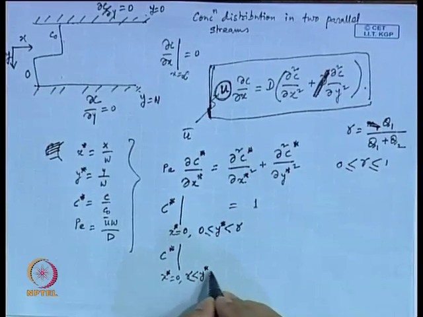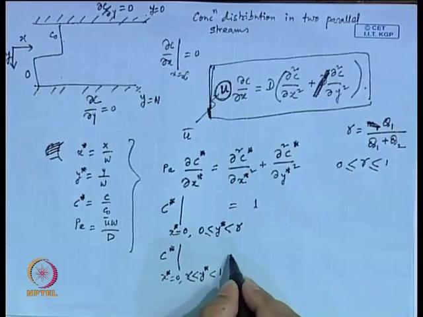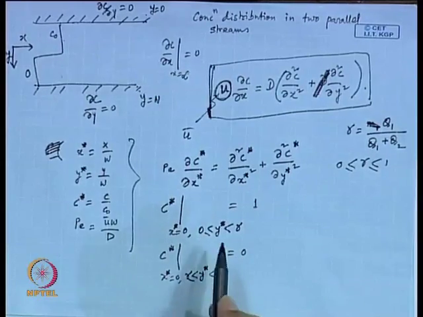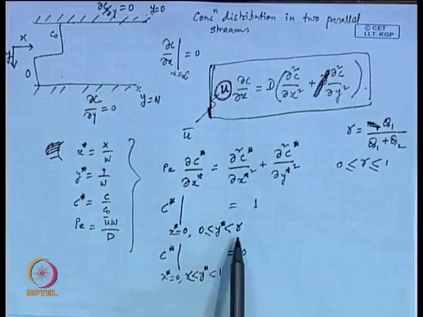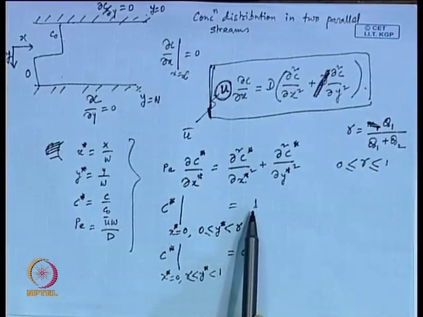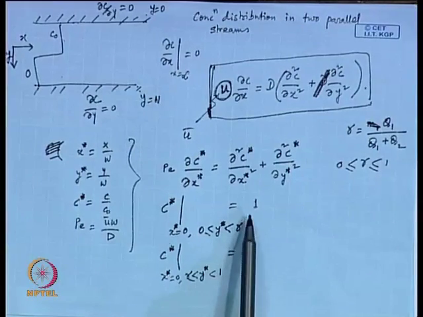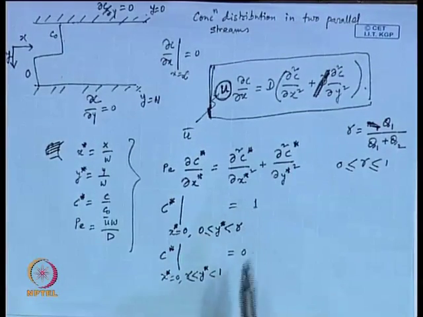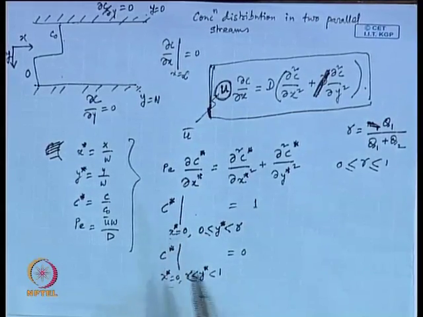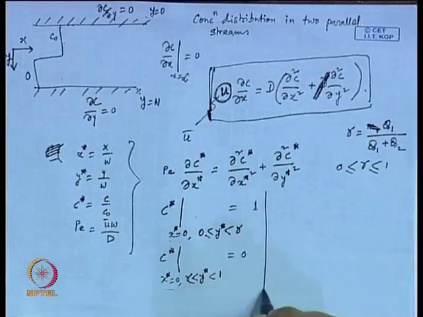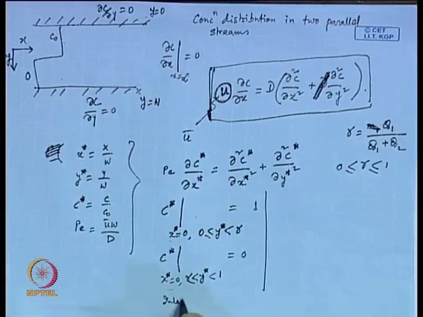and c star at x star is equal to 0, y star between gamma and 1, this is equal to 0. So, at the inlet, the stream that is having a higher solute concentration, in a dimensionless form, that is equal to 1, and the one which has the lower or the 0 solute concentration, that would remain 0. So, all these two conditions are valid for x star equal to 0. Okay. So, this I have written is at the inlet.